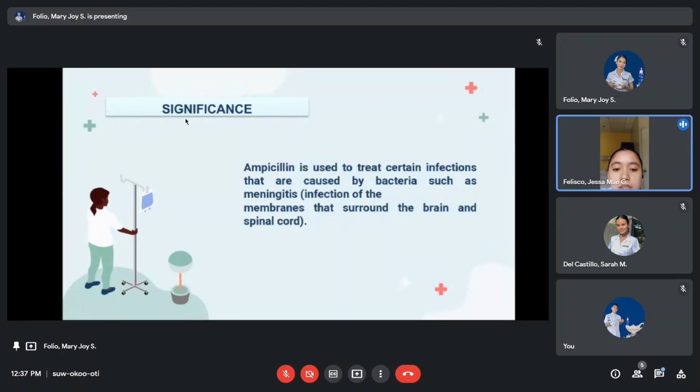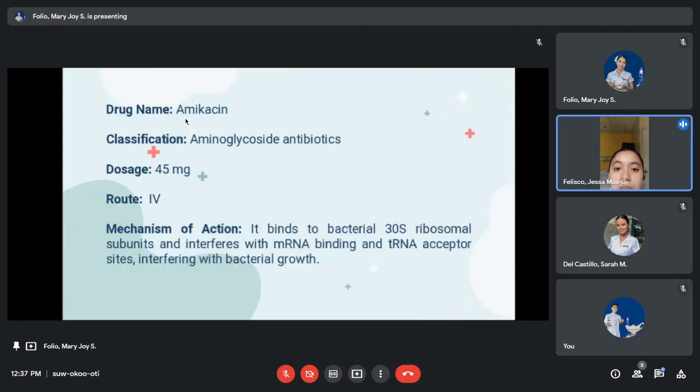For the significance, ampicillin is used to treat certain infections that are caused by bacteria such as meningitis, or the infection of the membranes that surround the brain and the spinal cord. Next slide, please. Okay, next we have the amikacin.